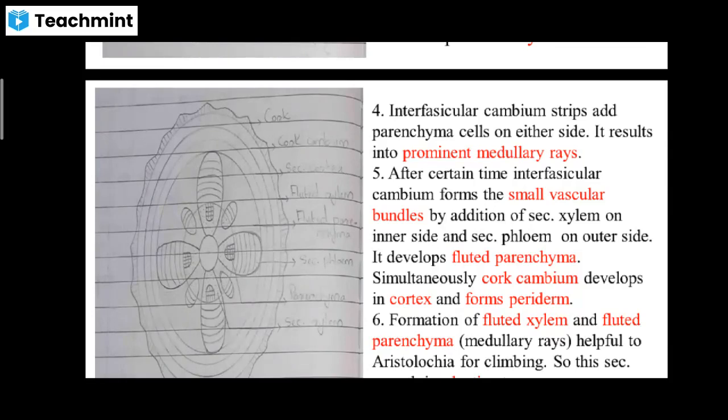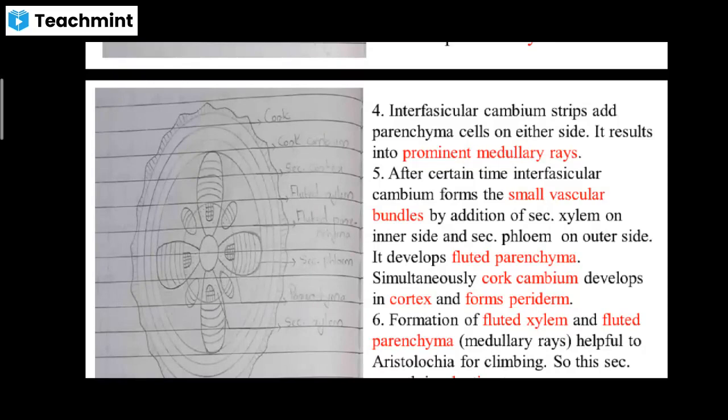So due to this addition of parenchyma and some medullary rays, you will see four large vascular bundles and in between them four small vascular bundles. After some time, this interfascicular cambium added small vascular bundles by addition of secondary xylem on the inner side and phloem on the outer side. So ultimately, they developed the fluted parenchyma.